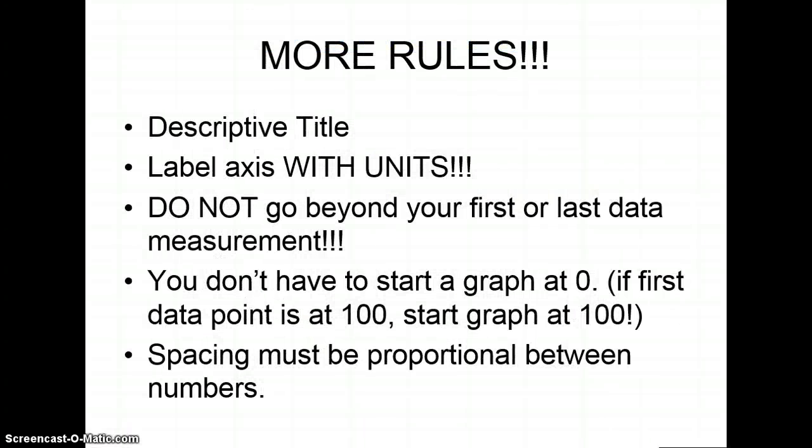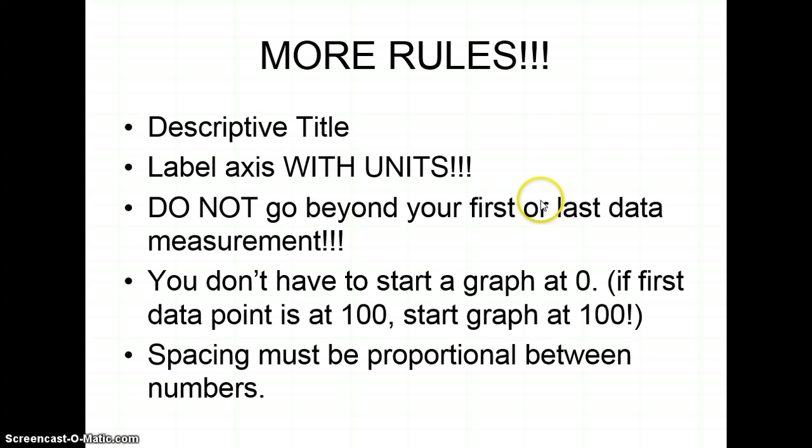Alright, a few more rules. Make sure you give your graph a title. Make sure that you label the axes. Some of you in class were doing that, but you were forgetting to include the units. So if you just put time, for example, and I have 1, 2, 3, 4, 5, I don't know if that's minutes, seconds, milliseconds, hours. So make sure you include your units.